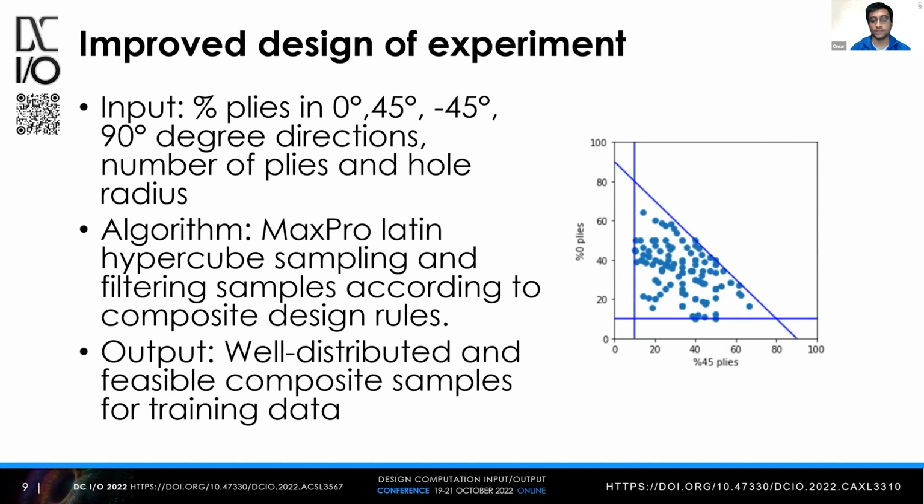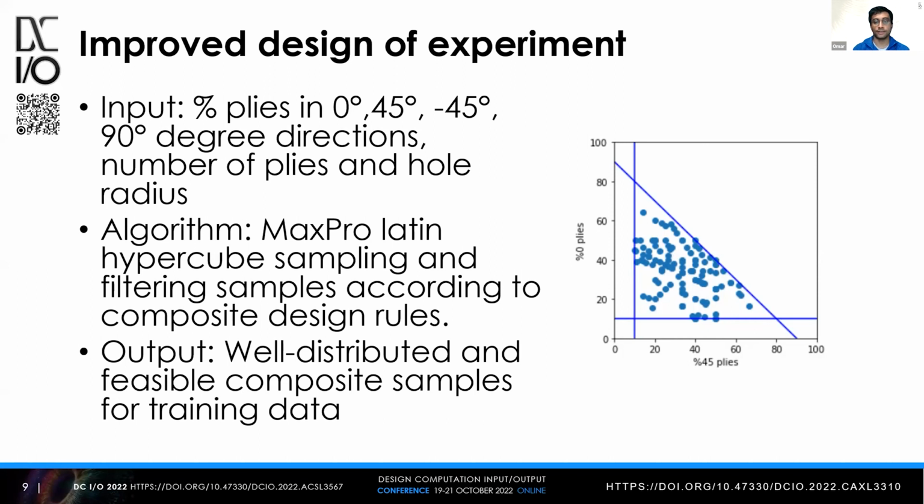To reduce the dimensionality of this problem, we use Latin hypercube sampling, which means that I can say to the model that I want to generate 100 samples, for example, and it will split out the appropriate well-distributed samples within the design space. We further use composite design rules, such as the 10% rule, which ensures that the percentage of plies in any direction has to be more than 10%.